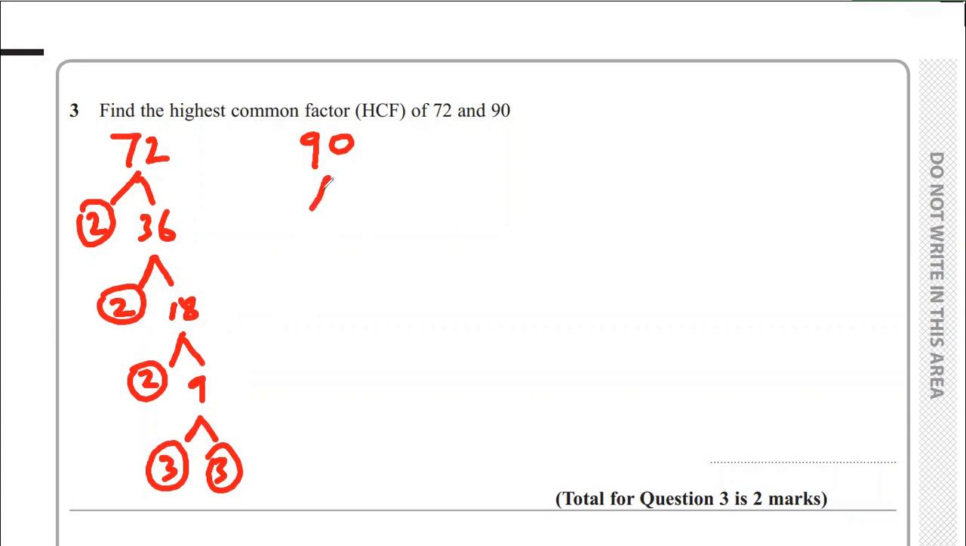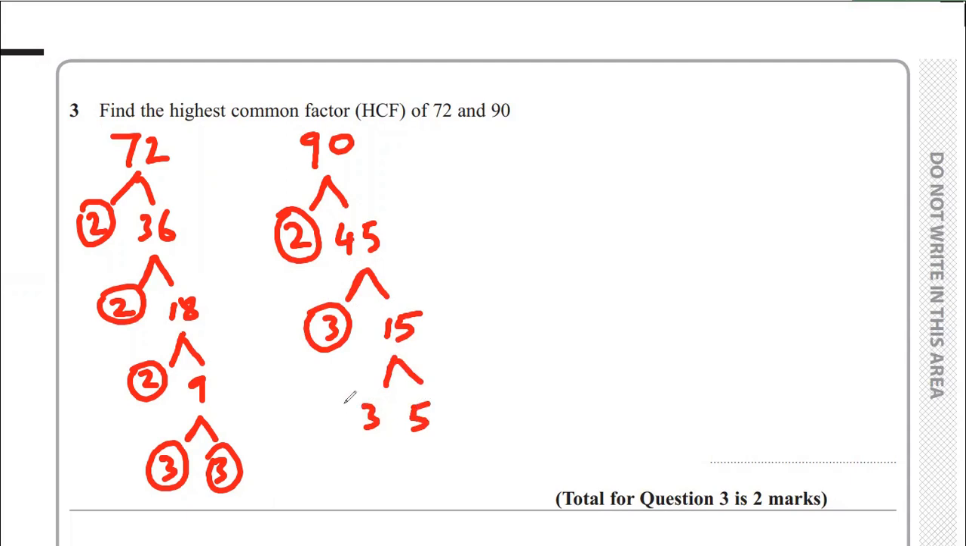Right, when it comes to 90, we have to say 2 and 45. 2 will be circled again, and the tree stops there. Okay, and on 45 side it continues. It does not go in 45 by 2, so 3 times 15, and then 3 and 5.